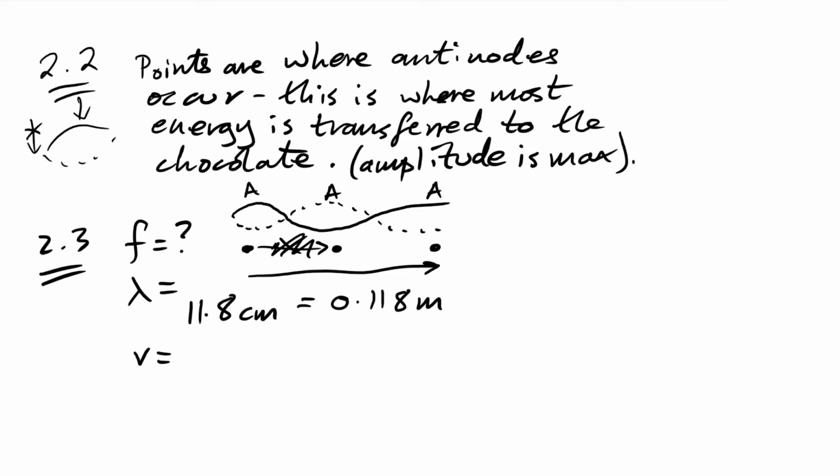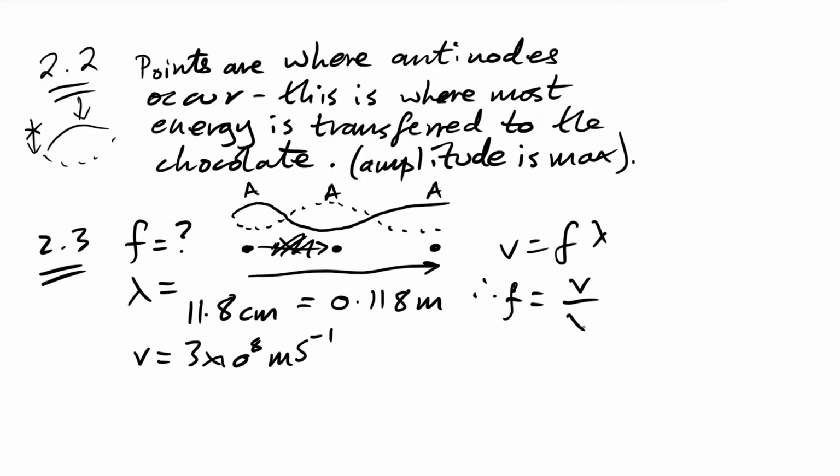We know that these are microwaves, so therefore the speed, v, or c, I prefer v, is 3 times 10 to the 8 meters per second. Because it's EM, it's a microwave. So therefore v equals f lambda. Rearranging that, frequency is equal to speed over wavelength. So that is going to be 3 times 10 to the 8 divided by that 0.118. And that gives us, well, to 2 sig figs, 2.5 times 10 to the 9 hertz.